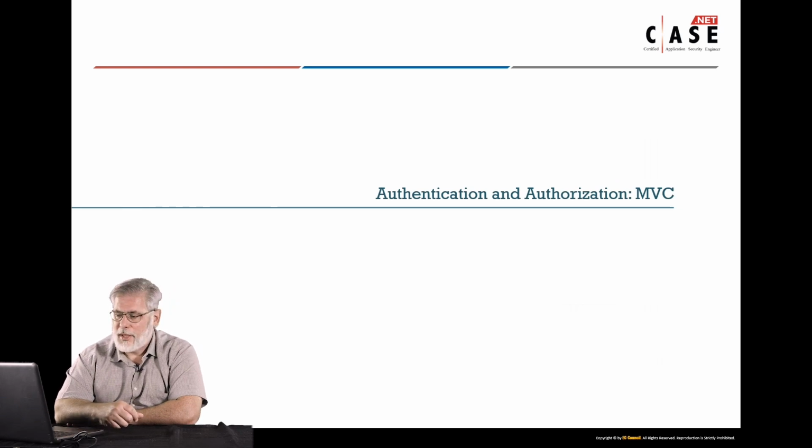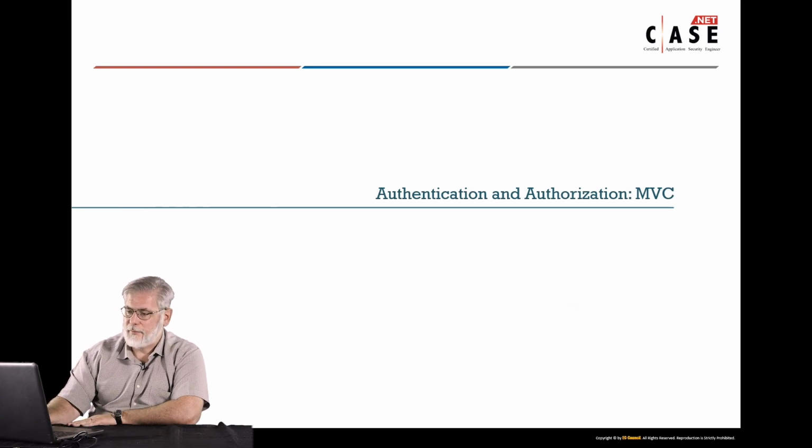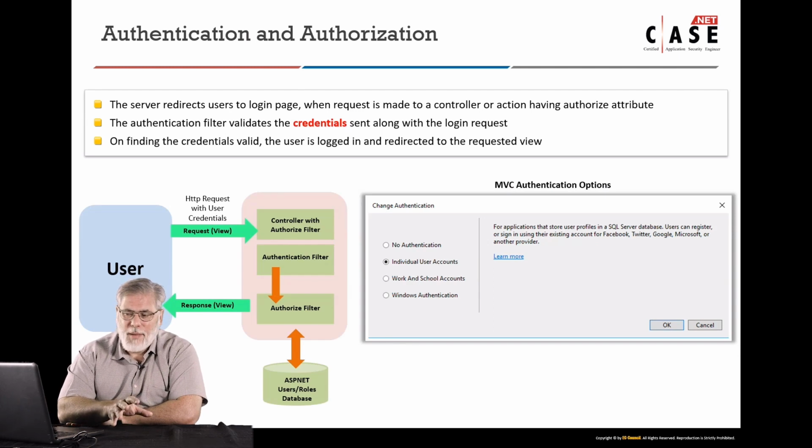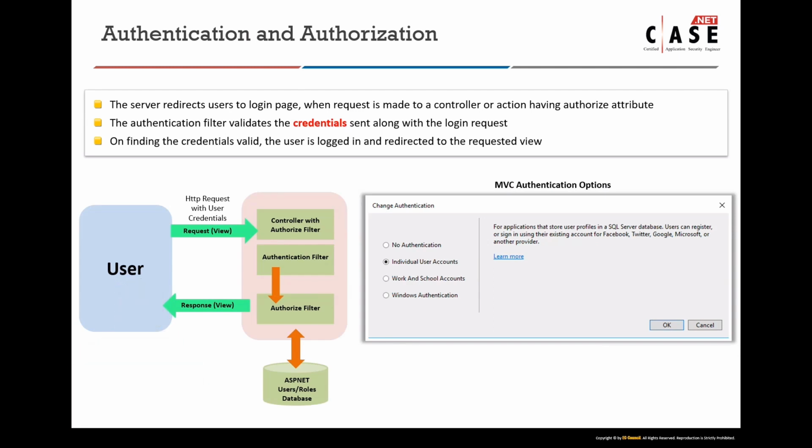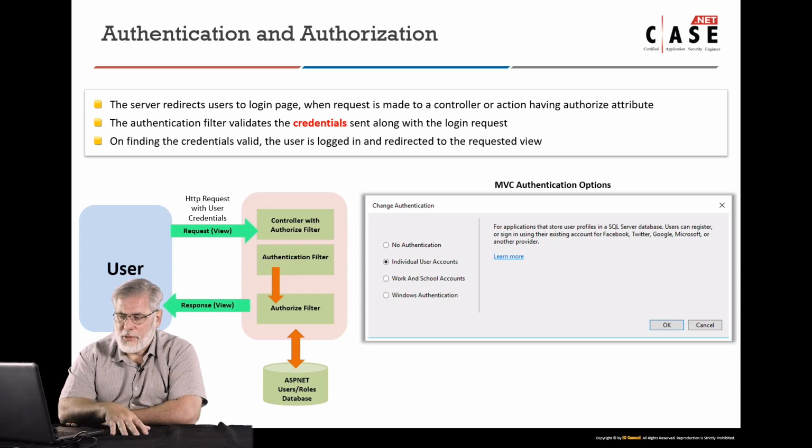Now let's take a look at authentication and authorization in MVC. Basically what happens here is the server redirects users to some login page anytime they request access to something. The authentication filter will validate the credentials that were sent with that login request. If the credentials are valid, they're logged in and redirected to whatever it is they're trying to view. Now you can see here some authentication options, another screenshot straight from Visual Studio: no authentication, individual user accounts, work and school accounts, or Windows-based authentication.